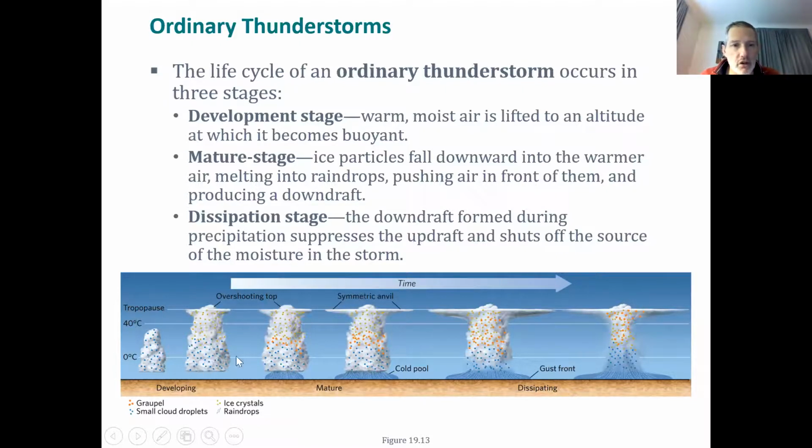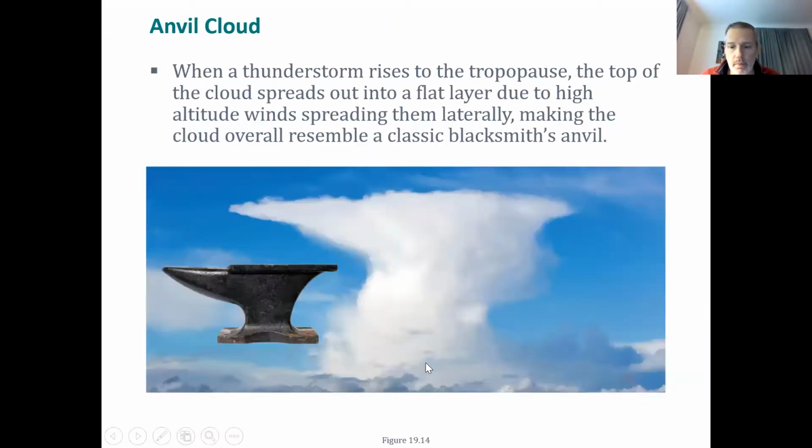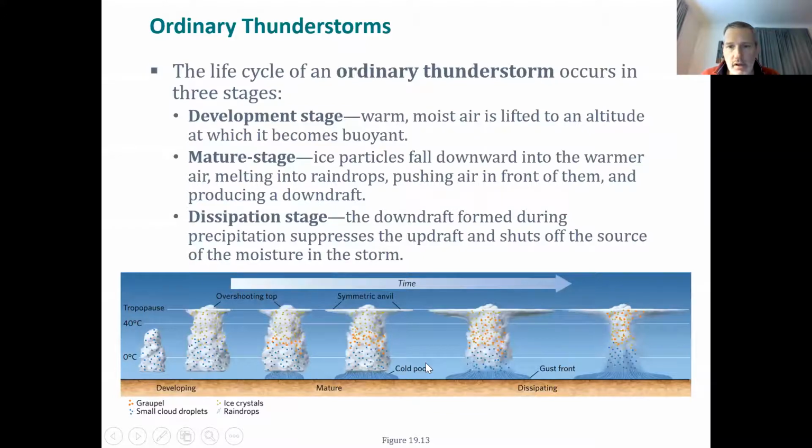the development stage here, where let me move this around here. An ordinary thunderstorm. What's going to happen is warm, moist air is lifted up, and again, this happens. Air can get pushed up over a mountain. Air can get pushed up because we have a little area that is warmer than the air around it, so it's going to want to be rising up.